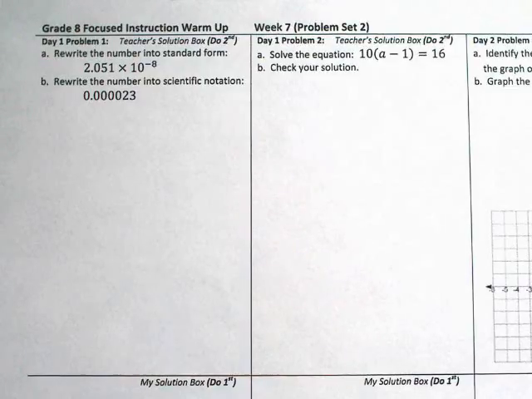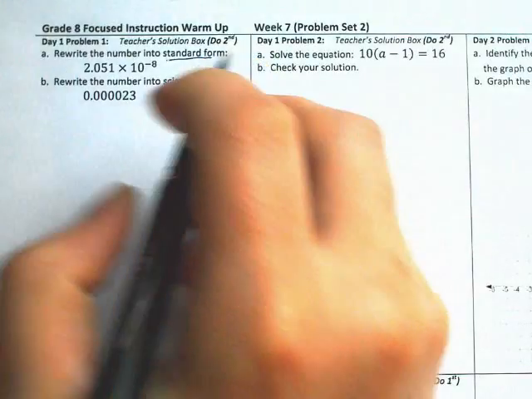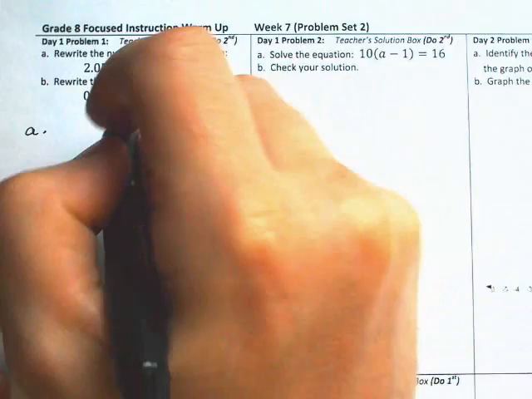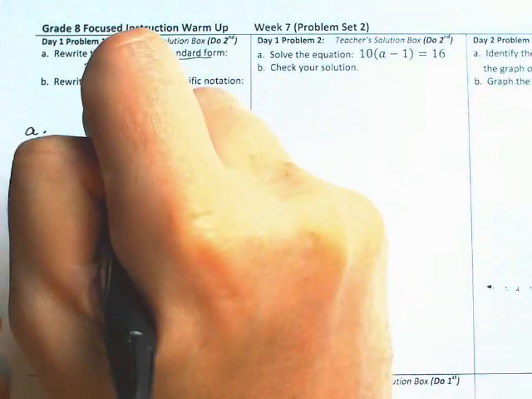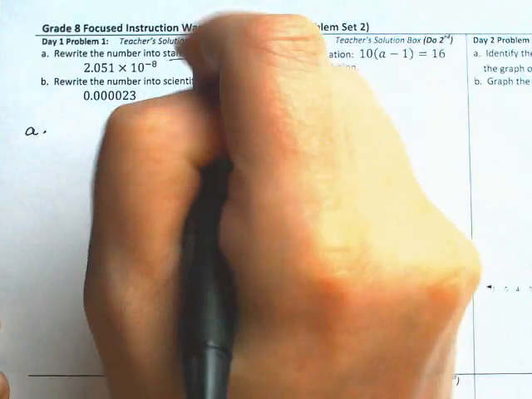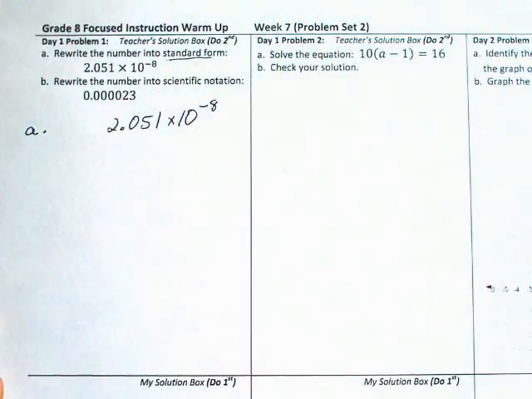Day 1, Problem 1. Part A. Rewrite the number into standard form. I'm going to begin by copying that number down. It is 2.051 times 10 to the negative 8 power.